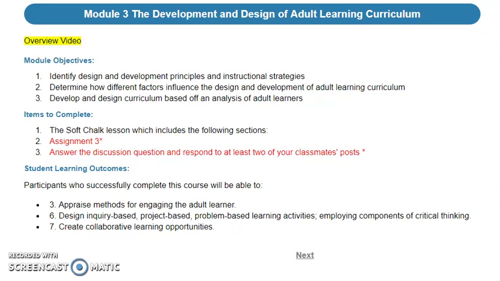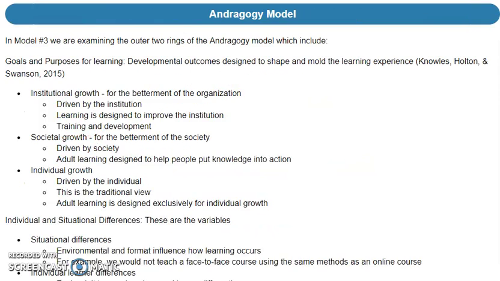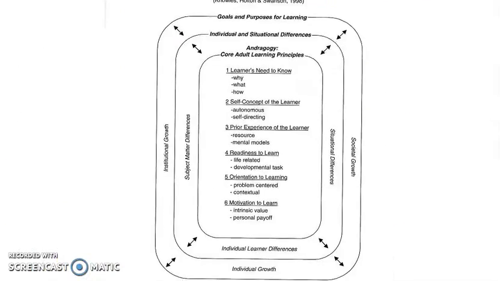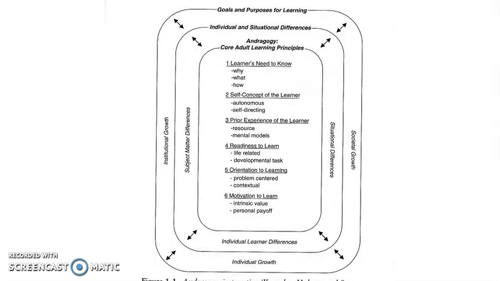If we don't understand those and understand who our learners are, we're going to struggle with designing curriculum that is beneficial for them. So this week we are going to look at the outer two rings of the andragogy in practice model, looking at the goals and purposes for learning and the individual and situational differences, because we need to have a good understanding of these in order to effectively design the curriculum.